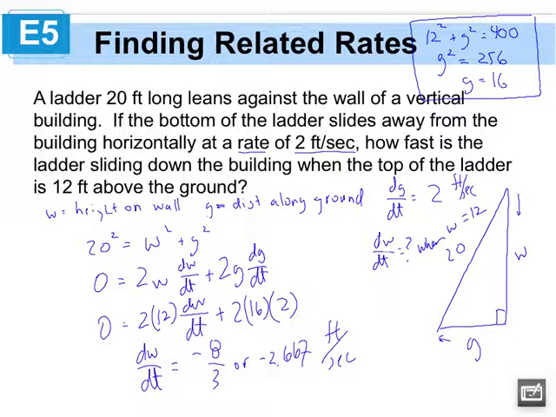Does that answer make sense, Noah? Yes. Why? Because you're decreasing. So what part of that answer makes sense based on what you just said? Having a negative sign. Good. How about the 2.667? You feel good about that? Does it seem reasonable? Yeah. This is sliding out at 2, so this will slide down at about somewhere around there. So we're good to go.